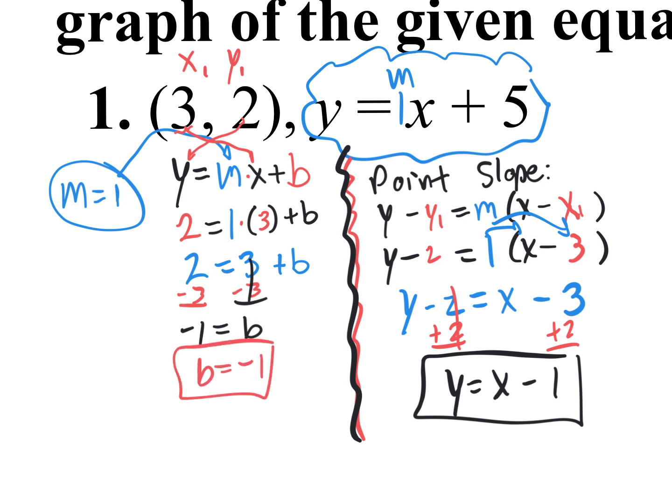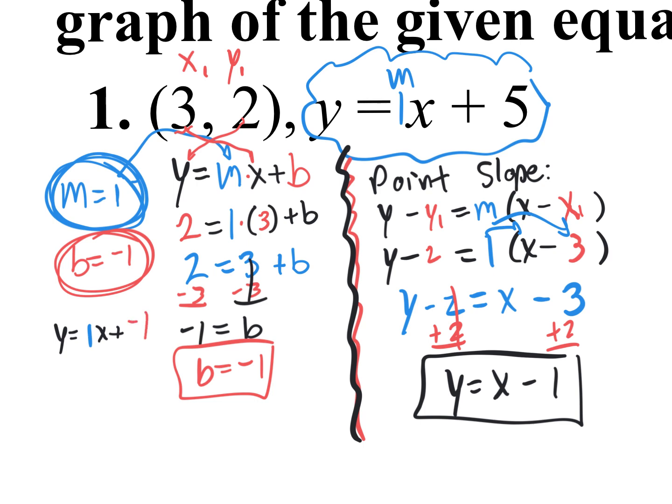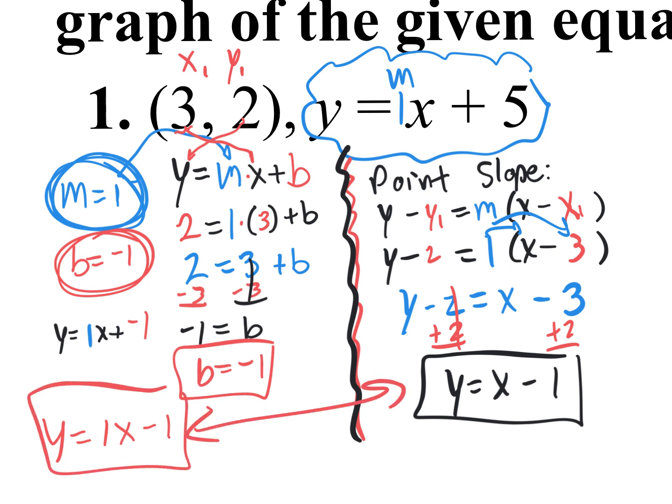So if you know your m and you know your b, then you could just simply write it in y equals mx plus b. So there's your equation, y equals 1x minus 1, which is the same thing as what we got over here, but we did it 2 different ways. Okay, so if you're thinking, what the heck, that's too much work, I'm not going to do all this work. That's right, you're not going to do all this work. I just did this problem 2 times in different ways.